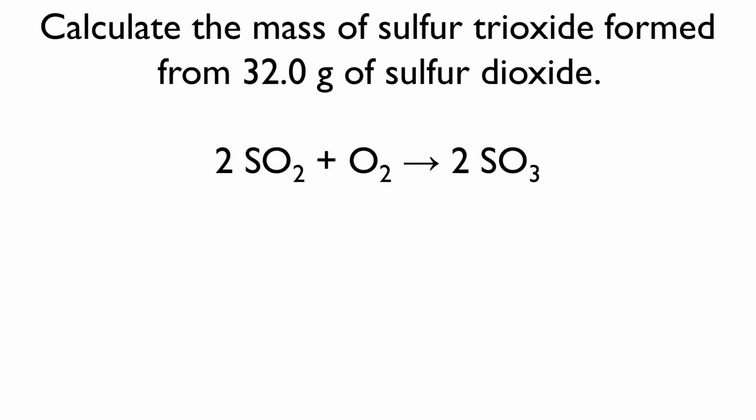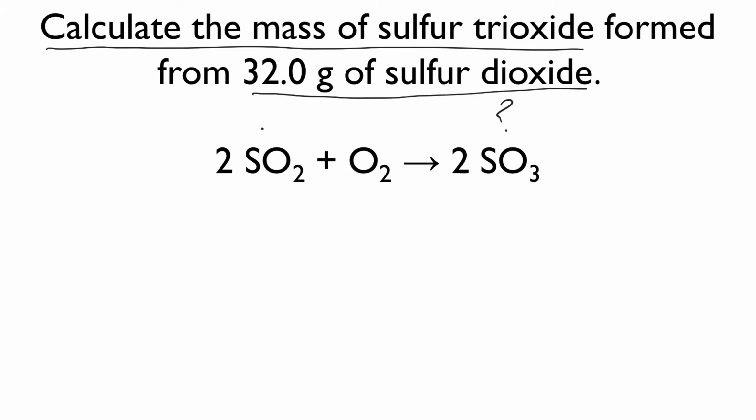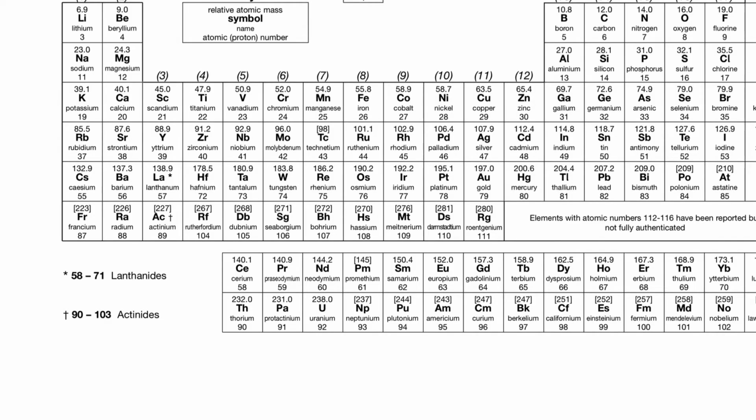Calculate the mass of sulfur trioxide formed from 32 grams of sulfur dioxide. So the question is asking us to calculate the mass of sulfur trioxide, and they've told us that 32 grams of sulfur dioxide, so we know the mass of this. It's important with these mole calculations that we start with the thing that we know the most about, which in this case is sulfur dioxide. As always, we're going to need the periodic table to work out the relative atomic masses. So we can use the relative atomic mass of sulfur, which is 32.1, and oxygen, which is 16.